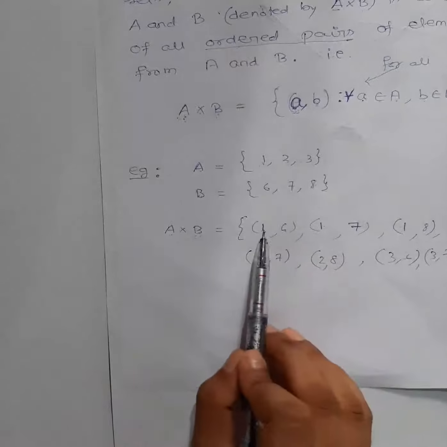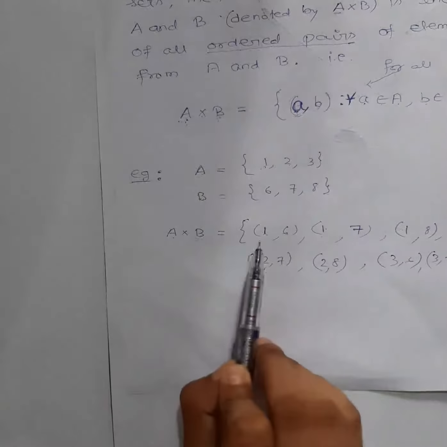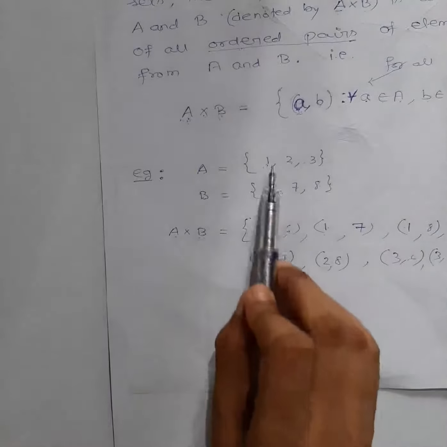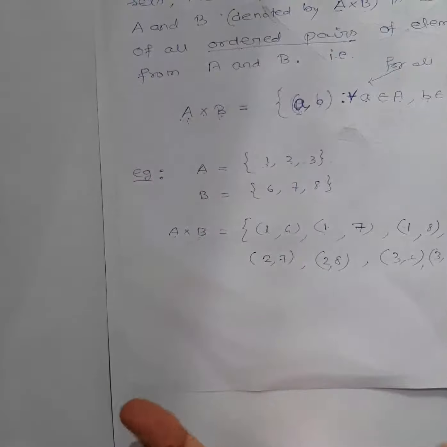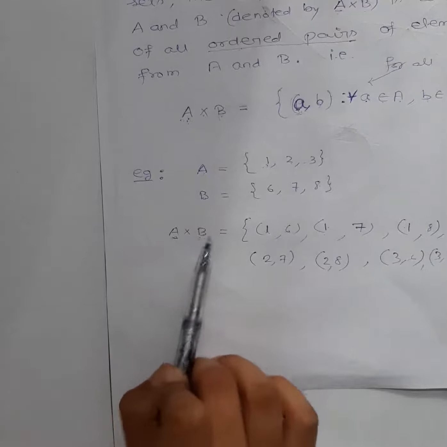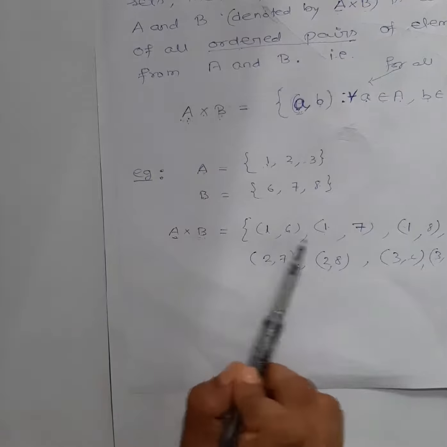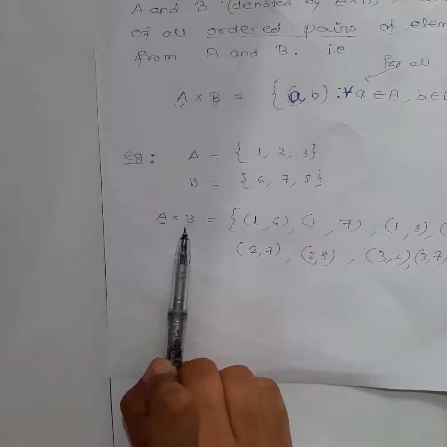When you write A cross B, you cannot take the first element from B. You have to take the first element from A only. So what is the Cartesian product in simple meaning? The simple meaning is all possible pairs of A cross B, in which the first element of that ordered pair must be from the first set, and the second element must be from the second set.